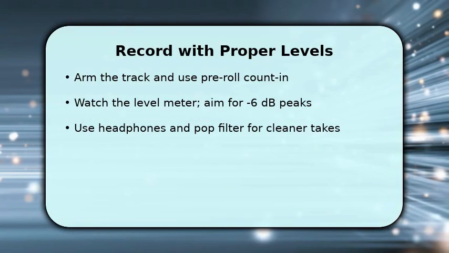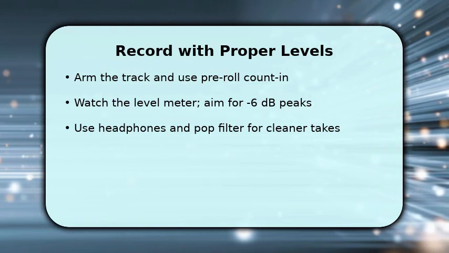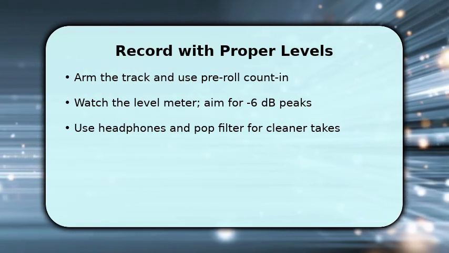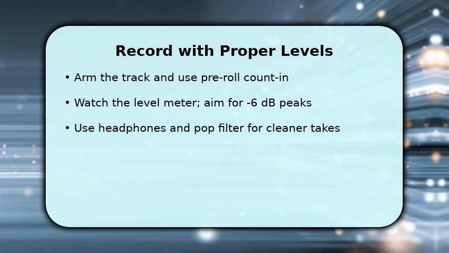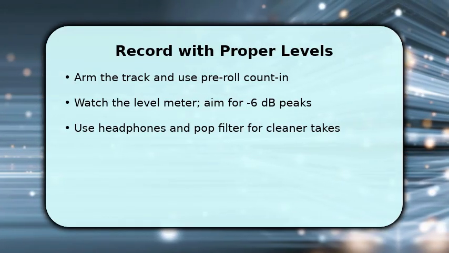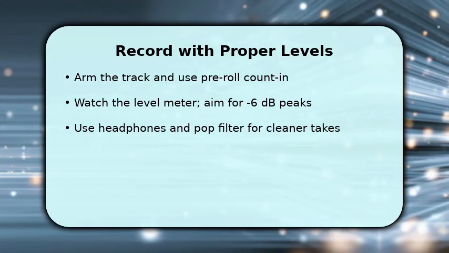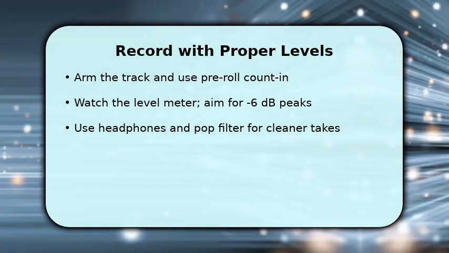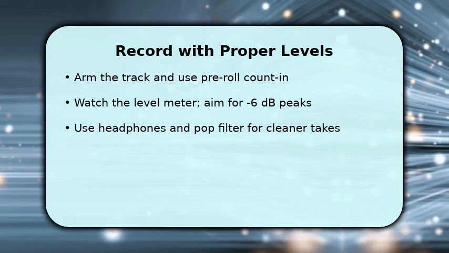Now you record the performance while controlling levels and technique. Arm the track for recording, enable a 1 or 2 bar count-in so you get ready, and hit record. Watch the level meter and aim for peaks around -6 dB to leave headroom. Make sure you wear headphones to avoid bleed and hold the iPhone mic 4-8 inches away.